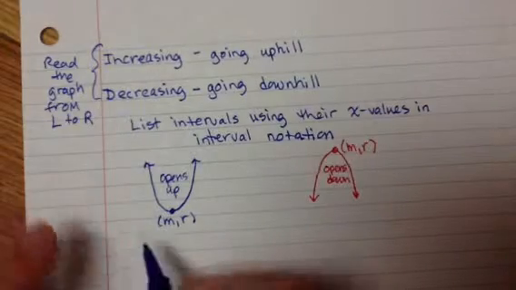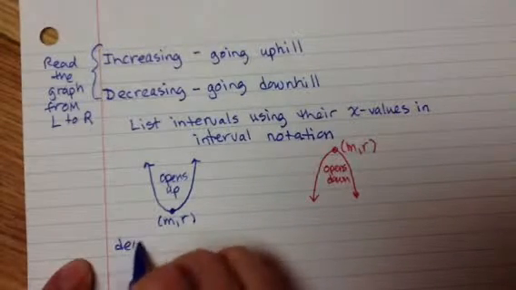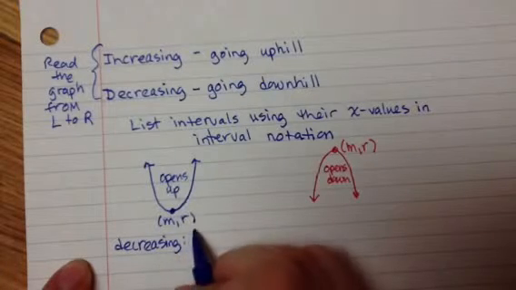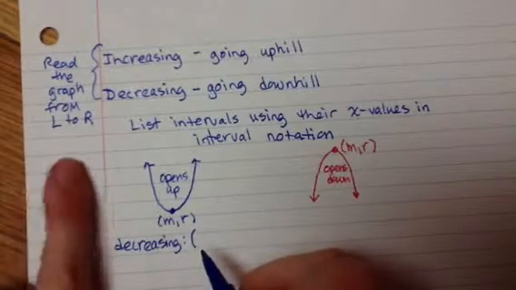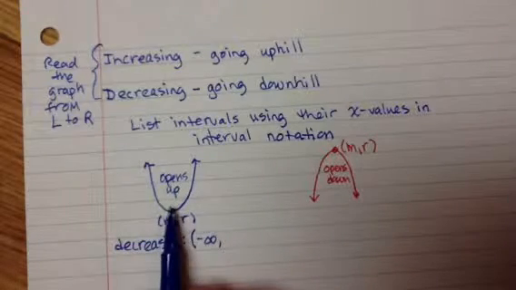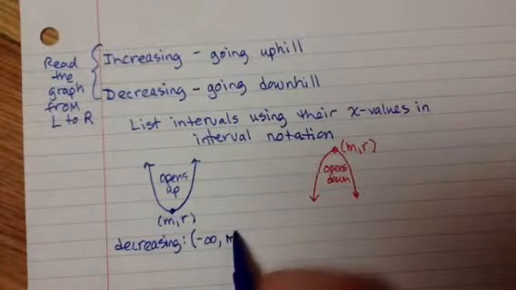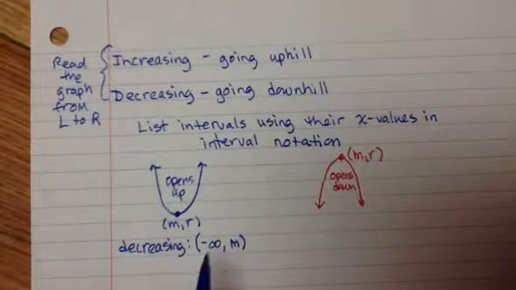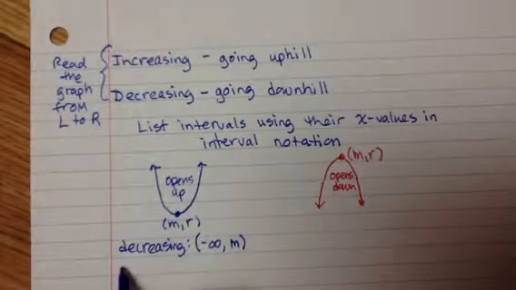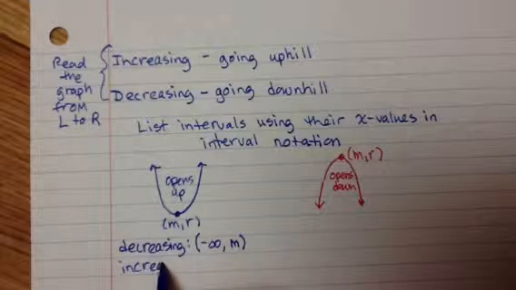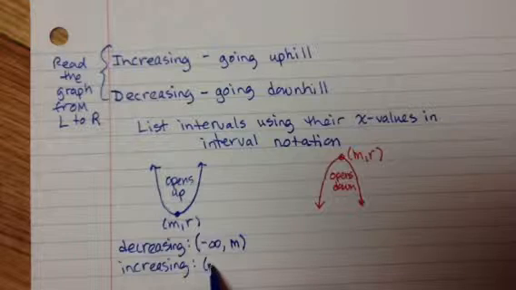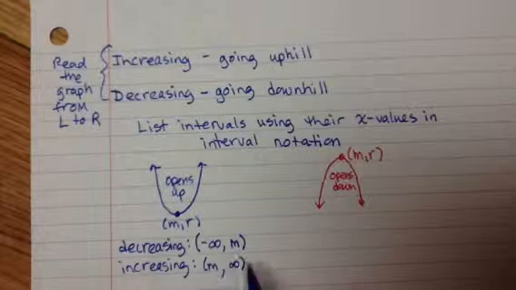So this parabola is decreasing on the x values from negative infinity all the way out at the left up until the x value right here, which is m. And then at that value, it turns around and you start going uphill. So then you are increasing from the x value there of m to positive infinity.